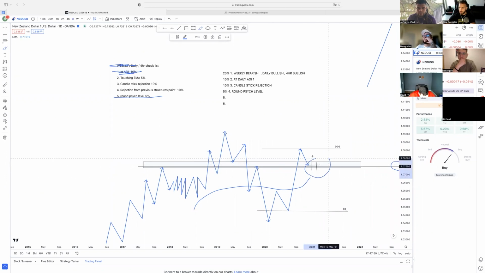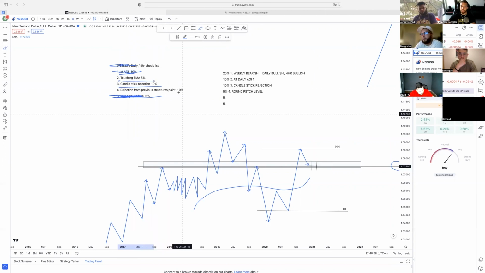We're just zooming in on this, so that doesn't make a difference. This isn't valid for it. So all we can have is, I mean, we could be rejecting from the previous structure, which we'll get into tomorrow. We can have a candlestick rejection, and then we can have it touching the EMA.